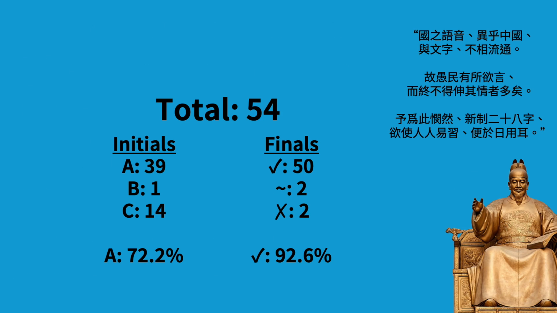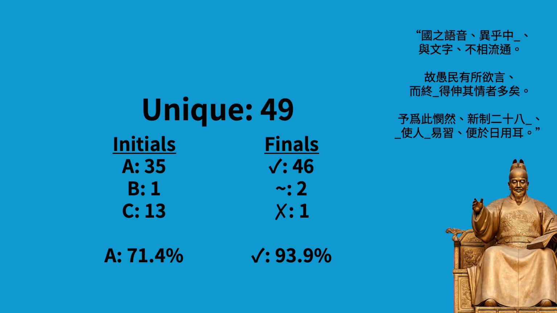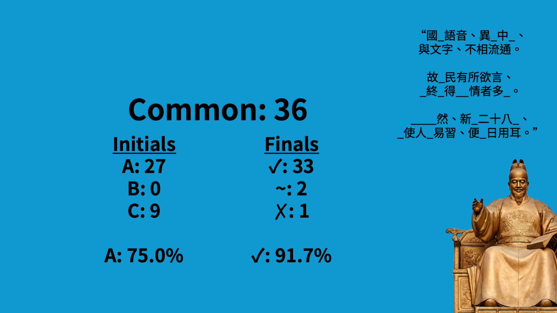In summary, out of 54 total characters, there were only 4 characters that did not completely match our predictions for the final consonant. Meanwhile, 72.2% of the characters had initial consonants from the same subgroup. No character used an initial consonant that cannot be accounted for in our system. The numbers are roughly the same when looking at unique characters and common characters.